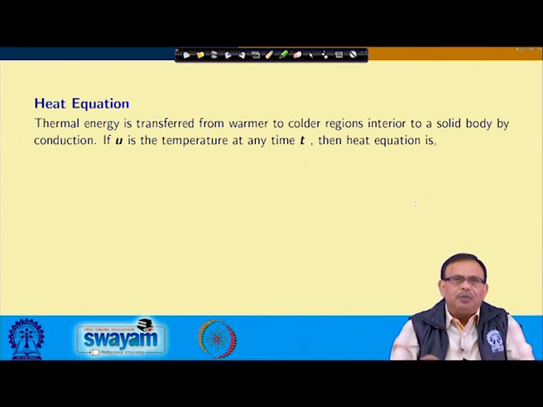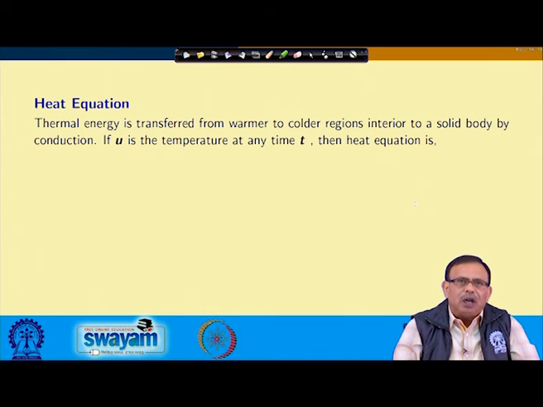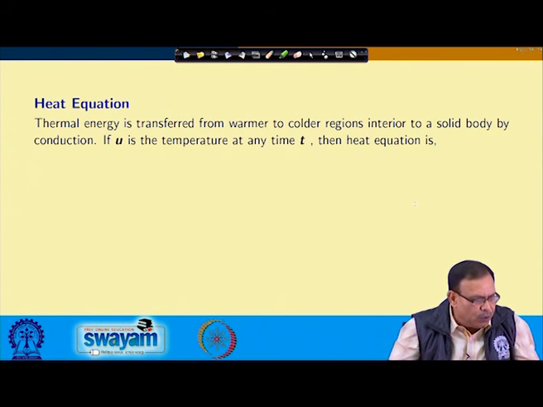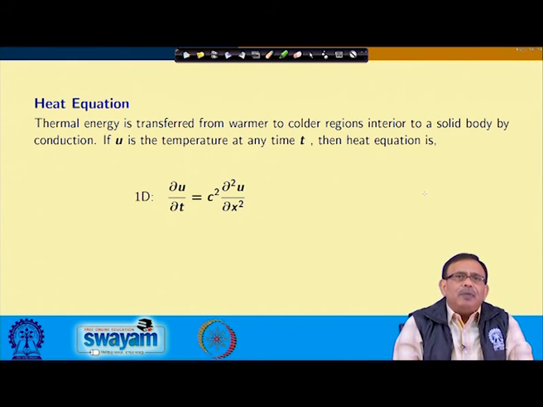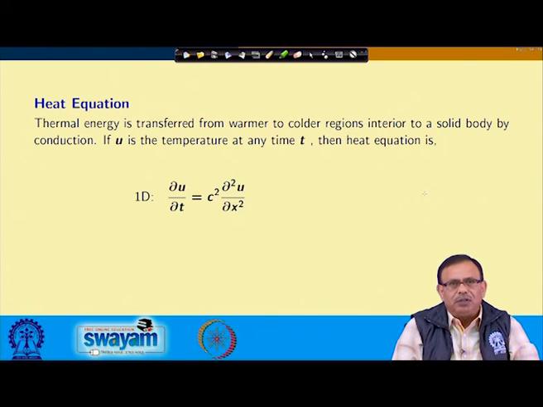The next one is the heat equation. Thermal energy is transferred from warmer to colder regions interior to a solid body by conduction. So, basically energy is being transmitted from one place to another place, we can think. Then, if u is the temperature at any time t, the heat equation can be written as this one. One dimensional heat equation, we write it as ∂u/∂t = c² ∂²u/∂x². Please note this thing.